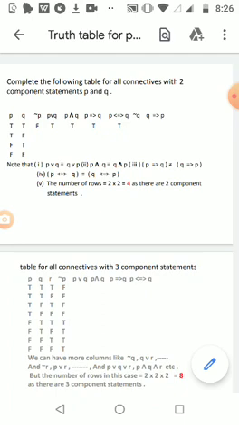Now, how many columns are here? 3, 4, 5, 6, and 7. First five columns you know how to find. Remaining also you can find. Now, when you find all these values, you have to copy this table in your notebook and then you have to complete it. All the other values I have not written. I have written only truth values in the first row.